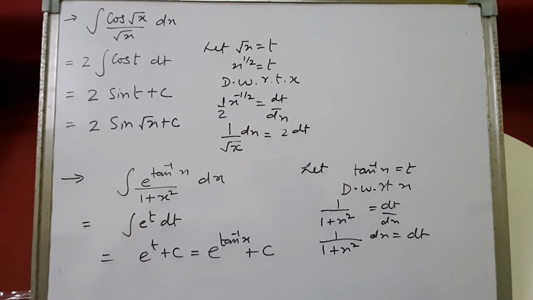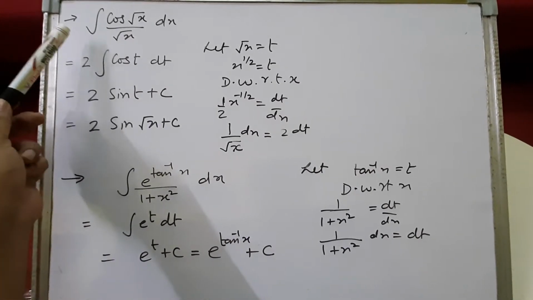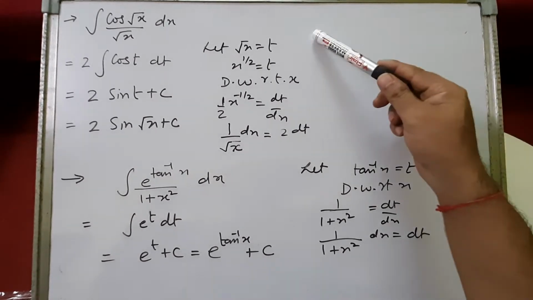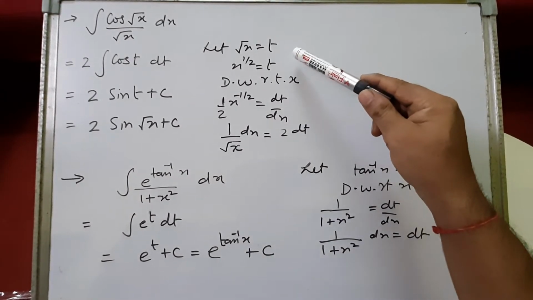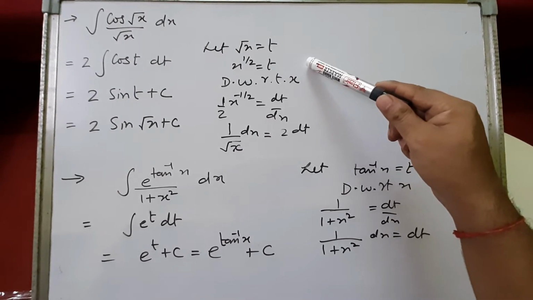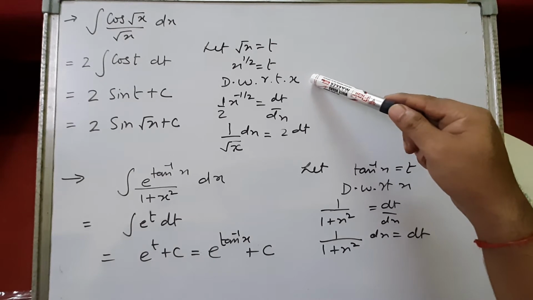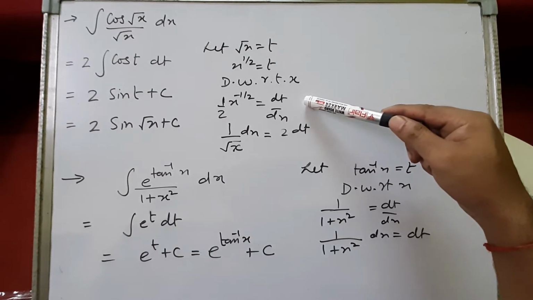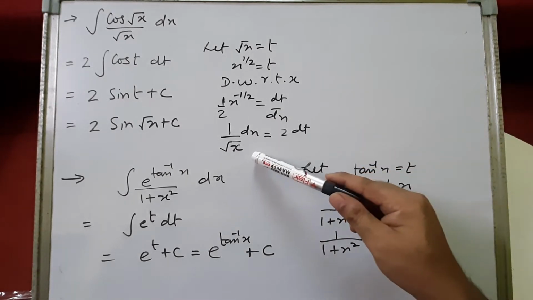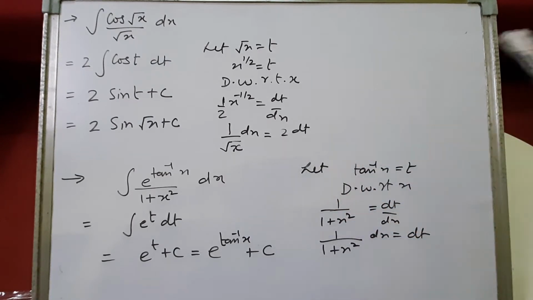Okay children, let's solve a few sums. Now I've taken this sum. Here we have to integrate cos root x upon root x dx. Right. So what are we going to assume? We are going to assume that root x equals t. So if we remove root, power 1 by 2 will come. That means it is written x to the power 1 by 2 equals t. Differentiating with respect to x, both sides, it will be 1 by 2 x to the power minus 1 by 2 equals dt upon dx. So if we find out the value of 1 by root x dx, it will be 2 dt.